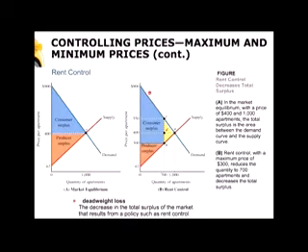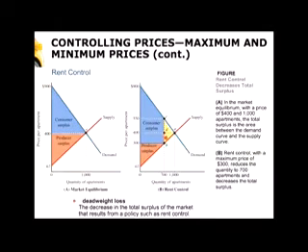Now we can also notice that the former total surplus, which was the entire triangle shown at equilibrium, is no longer the sum of consumer surplus and producer surplus. This yellow area here isn't producer surplus or consumer surplus.